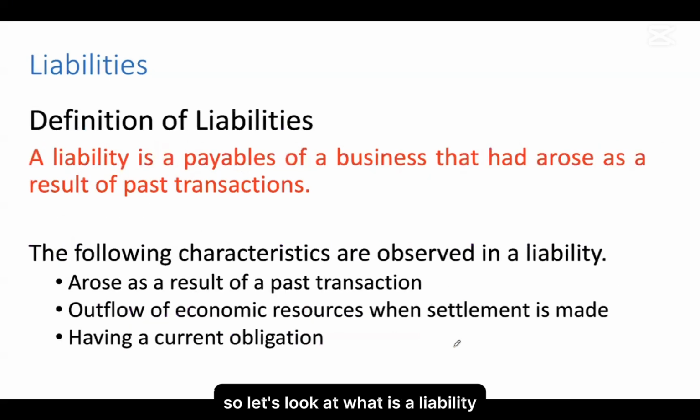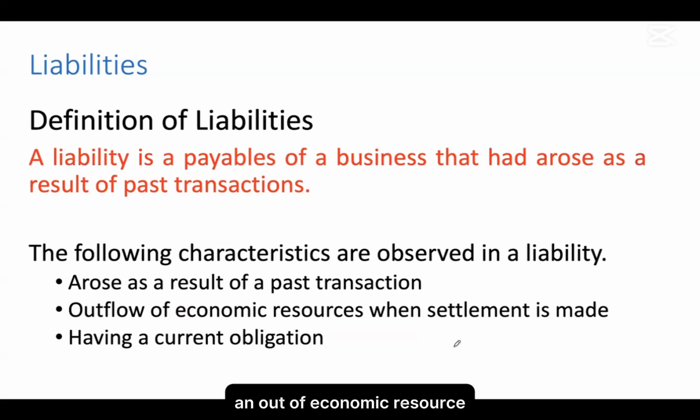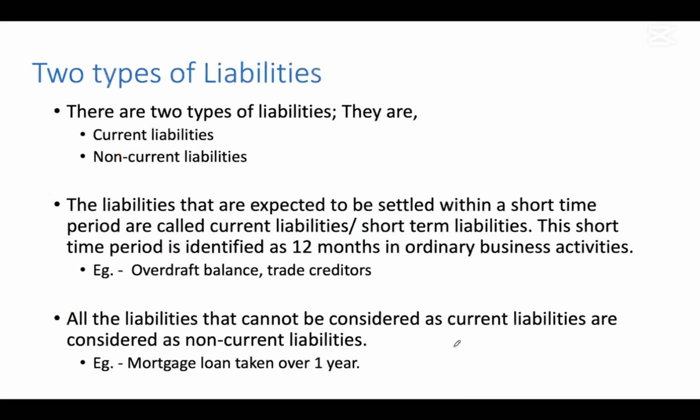So let's look at the definition of a liability. A liability is a payable of the business that has arisen as a result of a past transaction. Following characteristics are observed in a liability: arising as a result of a past transaction, outflow of economic resources when the settlement is made, and having a current obligation.